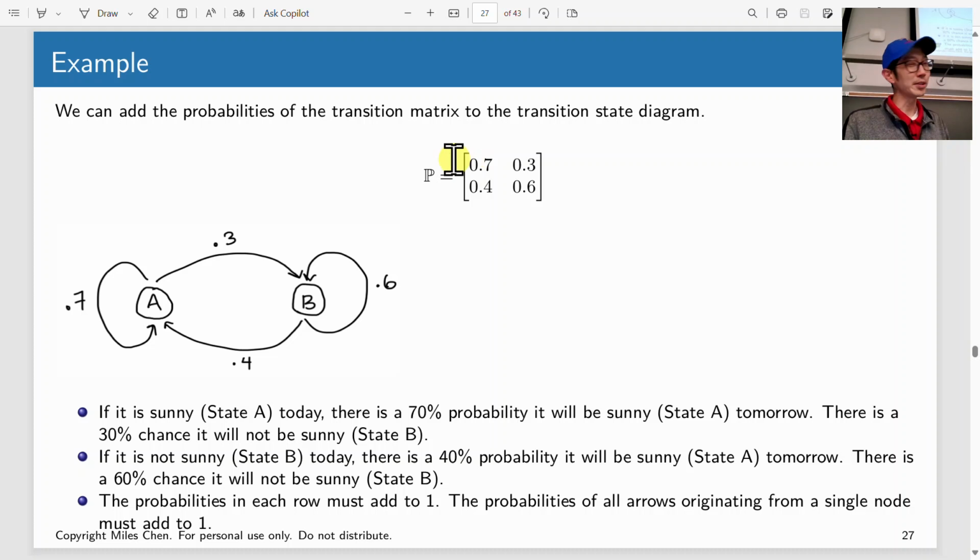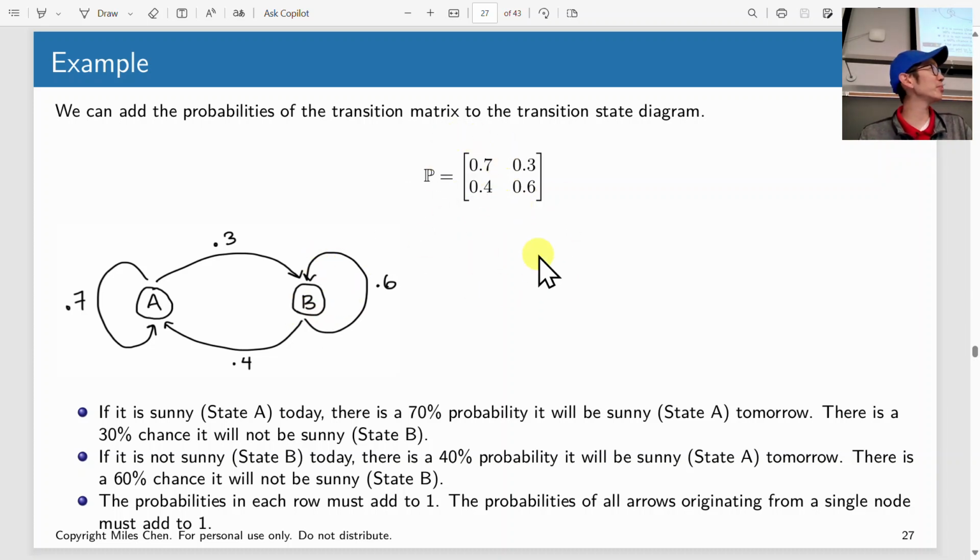So you think of the top left as A to A, and this would be the probability from A to B, so going from A to B is 0.3, okay? This bottom right corner is the probability of B to B, starting at B, returning to B is 0.6, and then this one is going from B to A, the probability of starting at B and going to state A, okay?